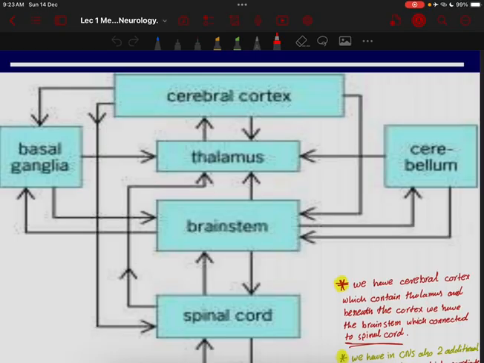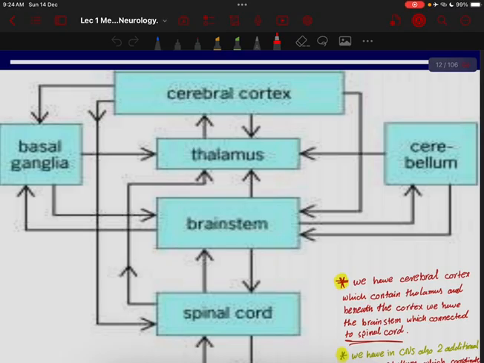The other system is the basal ganglia. We'll talk about it later on. The basal ganglia form a system called the extrapyramidal system, and it also has a special function. We'll talk about it later on. So this is a diagram of how the nervous system is anatomically organized.